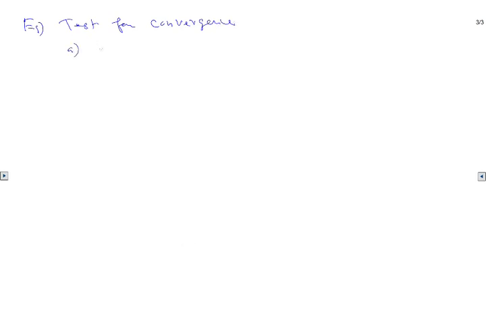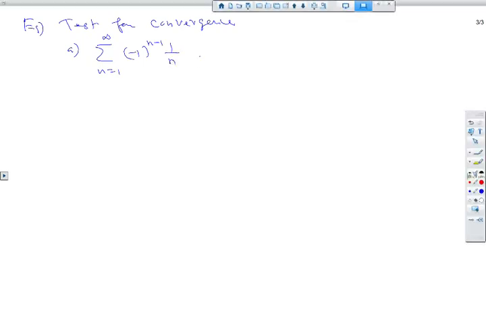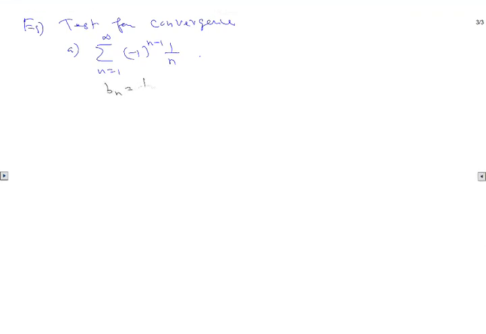The first one is the sum from n equals 1 to infinity of (-1)^(n-1) times 1/n. In this case, you can see that Bn is 1/n, and there are two tests. What are the two tests? The limit as n goes to infinity of Bn, which is the limit of 1/n, but we know that this goes to 0. The first test passed. Let's look at the second one.